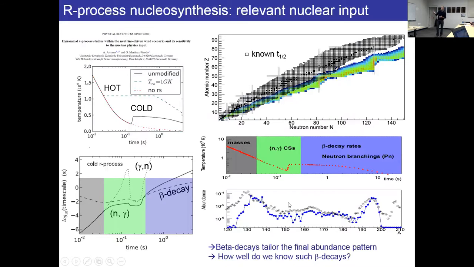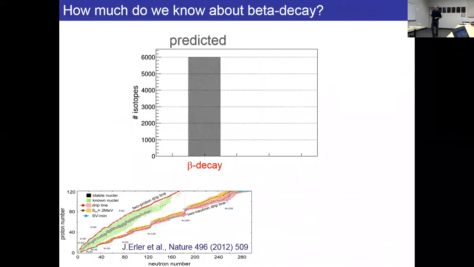So the question is, here we have a lot of beta decays, and how well do we know such beta decays? To show you this, I have picked this figure from this publication, which shows the full nuclear chart. Here we can see that there are about 6,000, an approximate number, 6,000 nuclei which are expected to undergo beta decay.